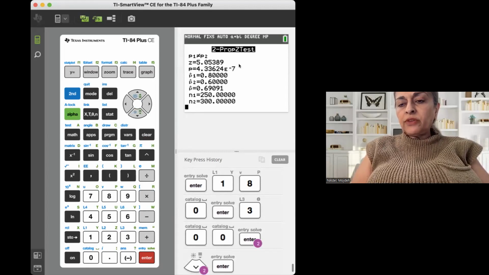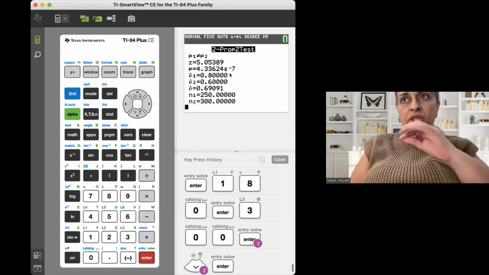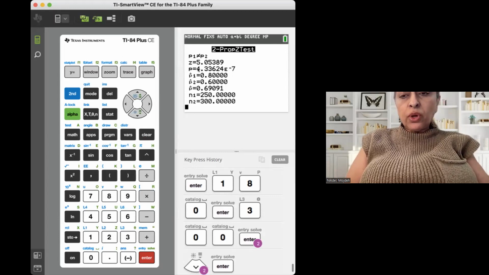4.33624 e to the negative 7. Don't forget, do not ignore e to the negative 7. Some students do, which is completely wrong. This means that you have to move the decimal point 7 places to the left. So your p-value is not that large. It's actually very, very small.